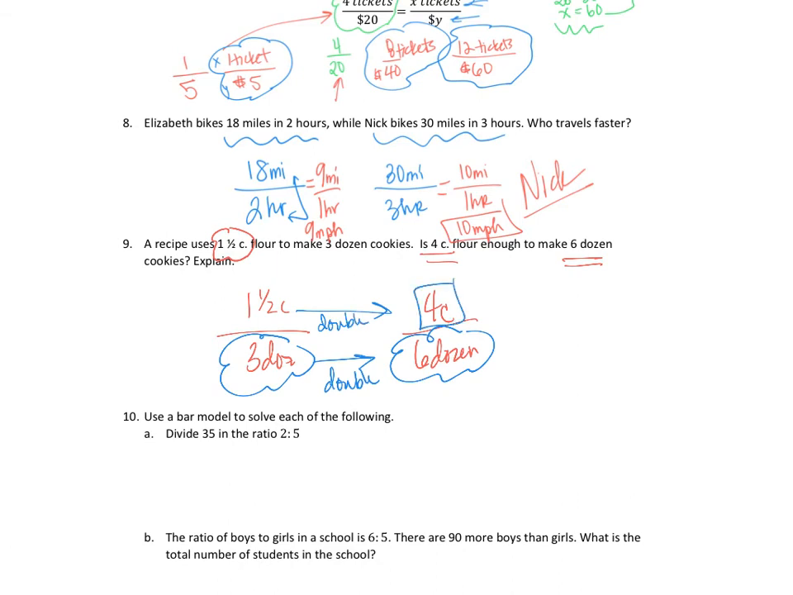So 4 cups is bigger than double, because if I take 2 times 1 and 1/2, that's going to be equal to 3 cups. So I really only need 3 cups. So 4 cups is perfect. So yes, it's enough.